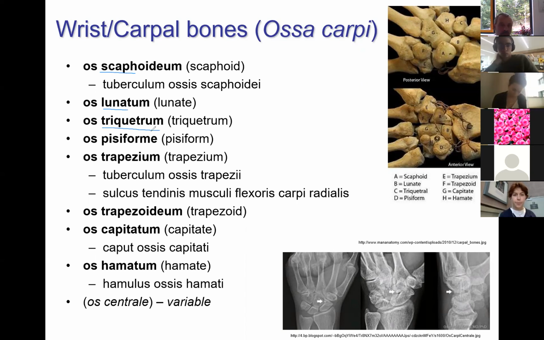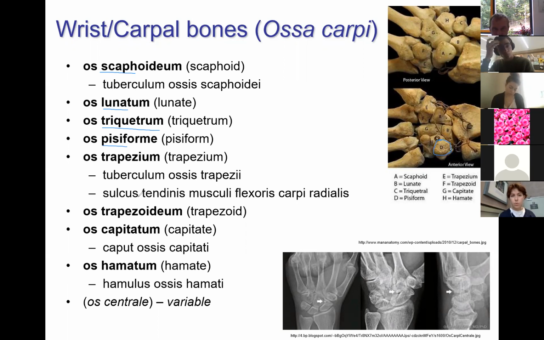Triquetrum means 3-sided bone, and the bone should look like a pyramid with 3 sides. And last bone in the proximal row is pisiform. Pisum is a pea, so it's a pea-like bone, and you can see the pea nicely here. So scaphoid, lunate, triquetrum, and pisiform.